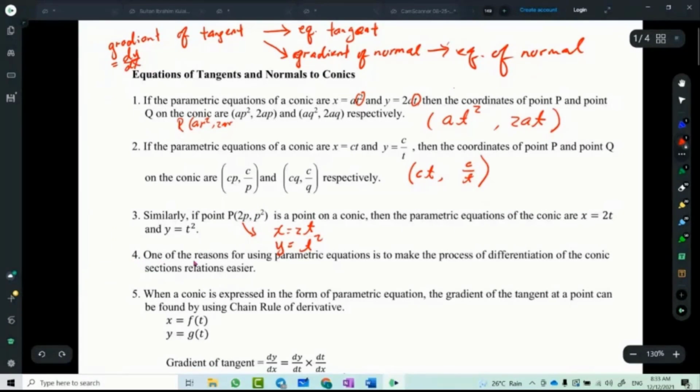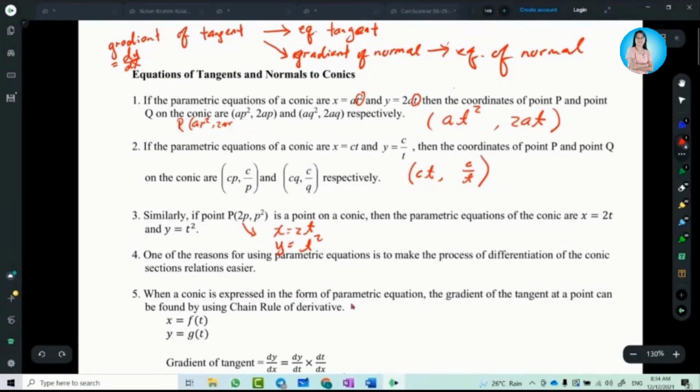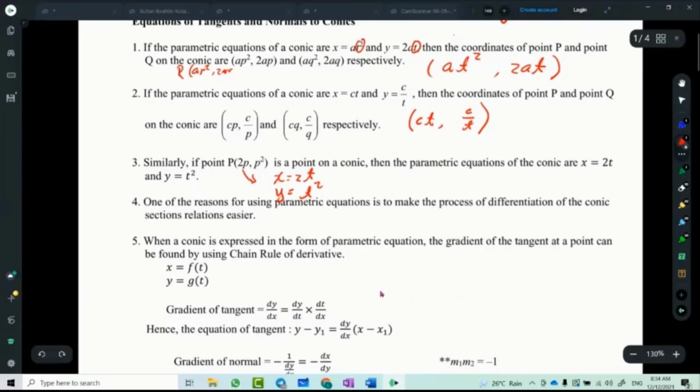And number 4, one of the reasons for using parametric equations is to make the process of differentiation of the conic section easier. If you don't change to parametric equation, then to differentiate you have to use implicit differentiation that you are going to learn in term 2. You haven't learned it yet. So in this case, you need to change to parametric equation. Why? Because if you change to parametric equation, then the gradient of the tangent you can find by using the chain rule. Chain rule you have already learned in Form 4 and 5.